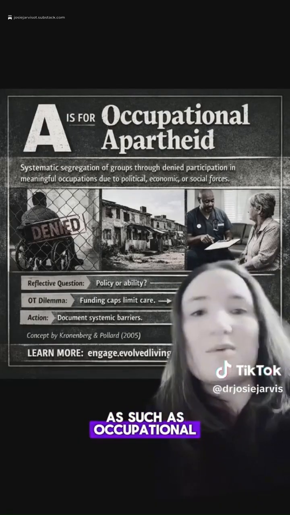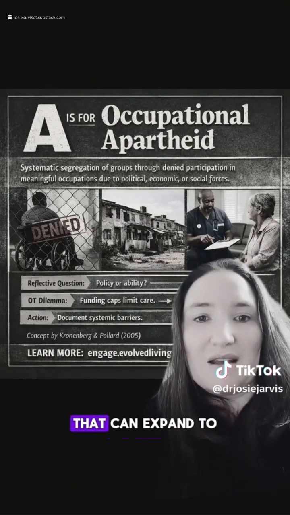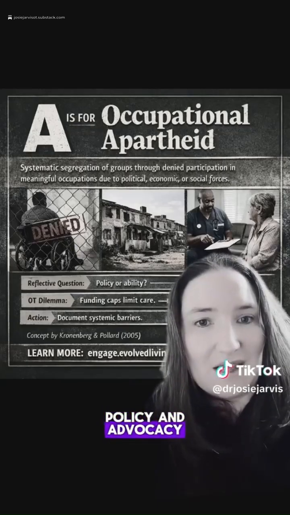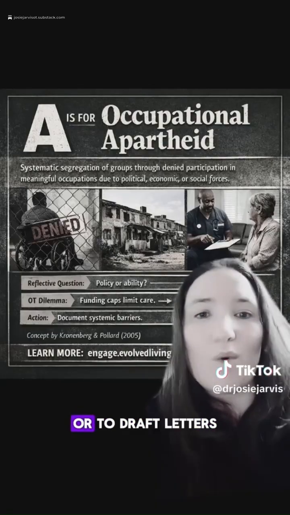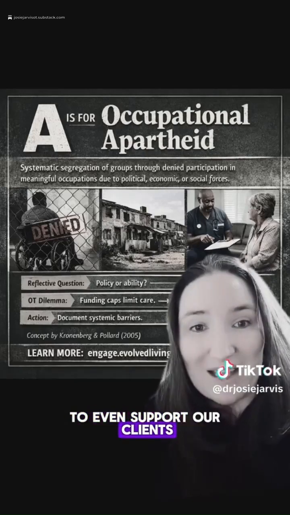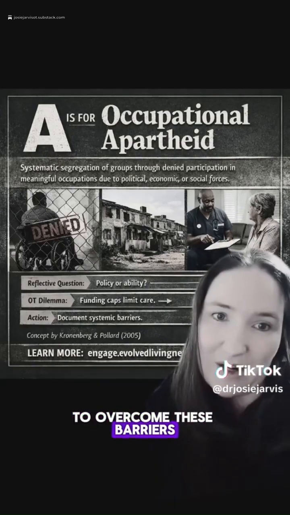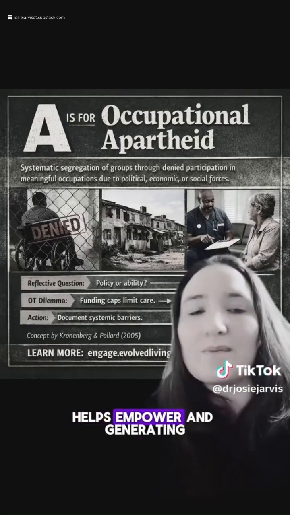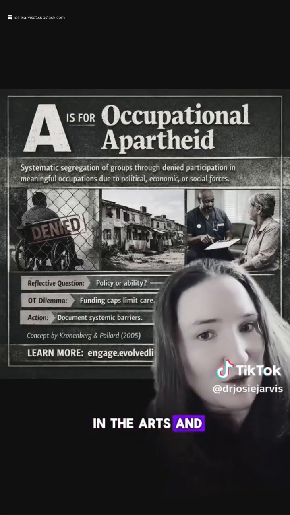And as such, as occupational therapists, to address impairments of occupational apartheid, that can expand to our role in being involved in policy and advocacy to help mediate how insurance policies are working, or to draft letters of advocacy, or even support our clients learning how to create something like a GoFundMe account to overcome these barriers. Because just acknowledging the existence of these social barriers helps empower generating problem solving and solutions, similar to our founders in the arts and crafts movement.